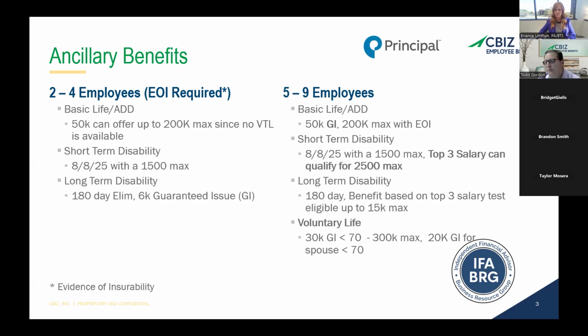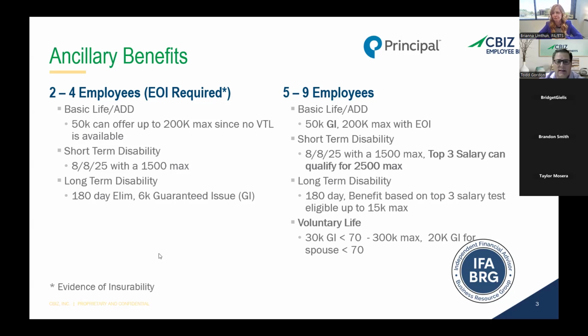And then the long-term disability benefit, the max benefit is going to be based on a top 3 salary test to determine what limit will be available, from $6,000 up to $15,000 a month of benefit. Once we hit 5 employees, we also have the ability to offer voluntary term life insurance that has guaranteed issue limits. On the smaller groups, the 5 to 9, it's 30,000 guaranteed issue for employees, and then they can get 20,000 guaranteed issue for spouses.